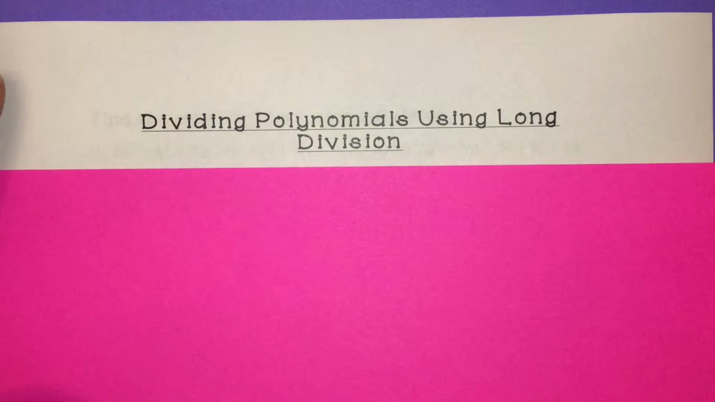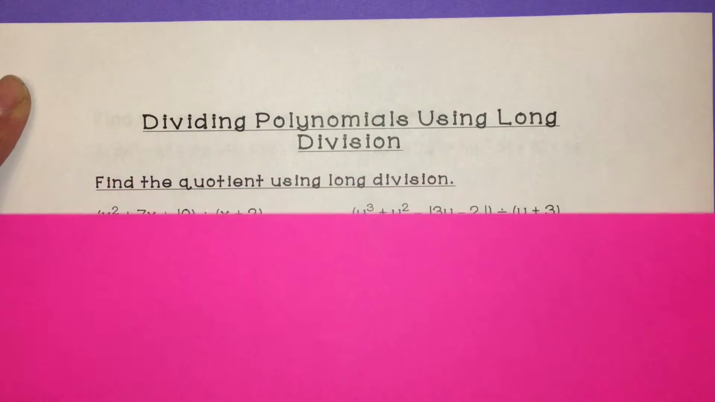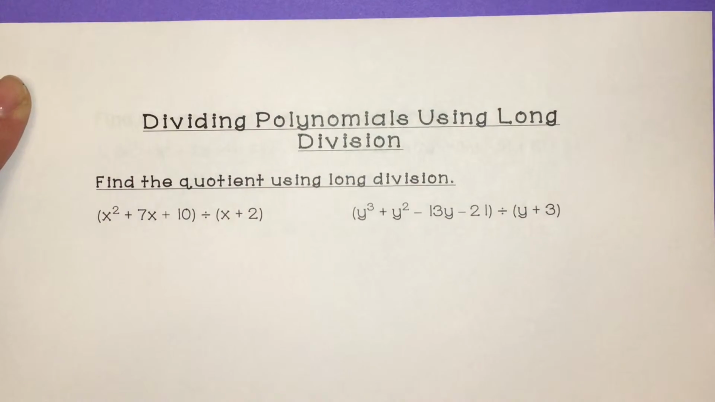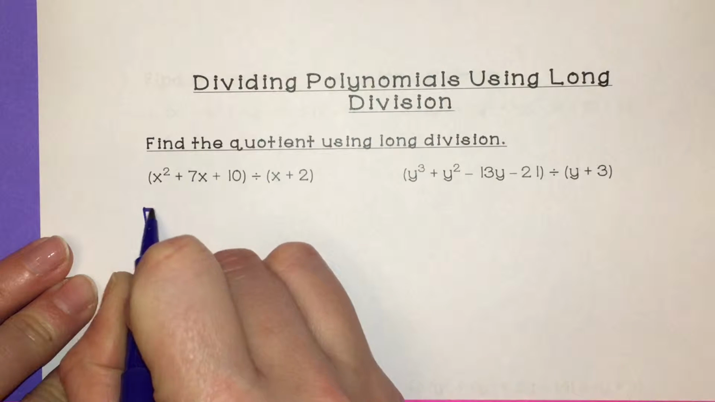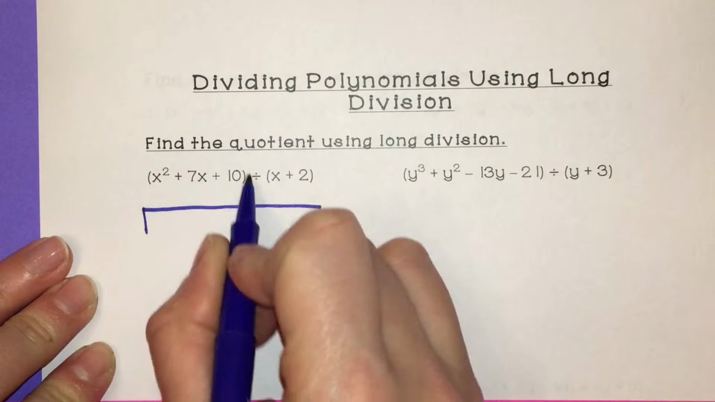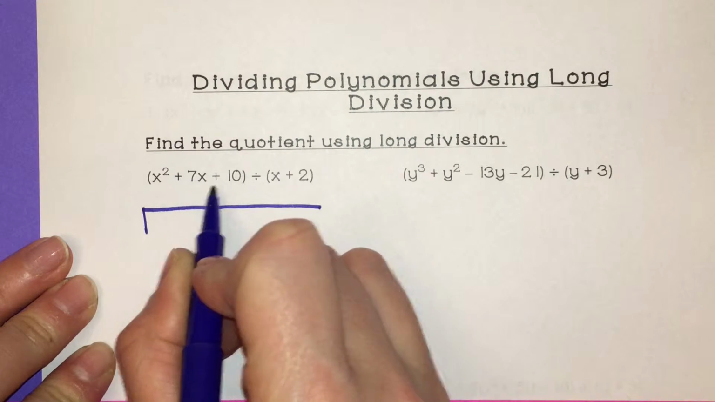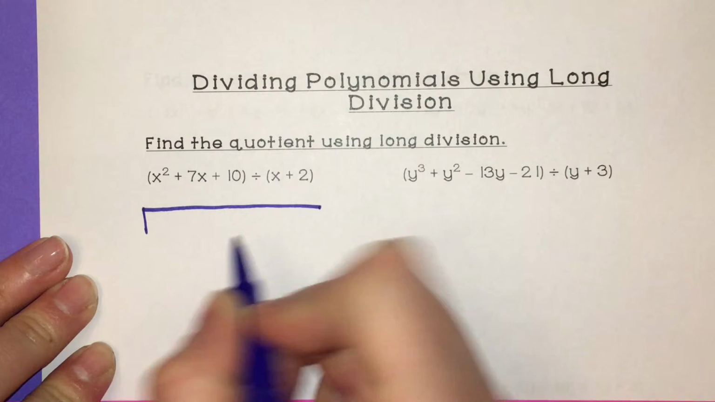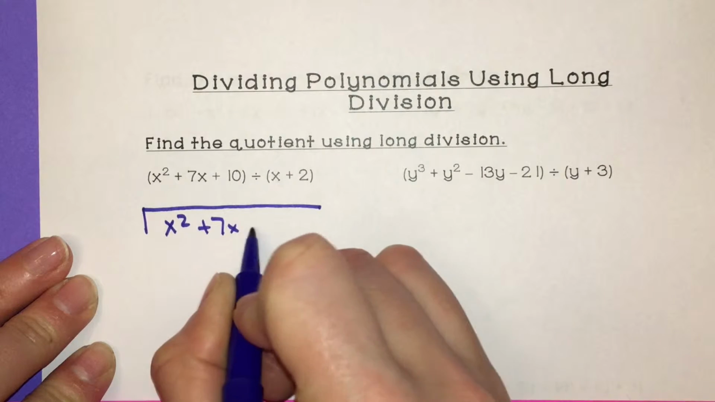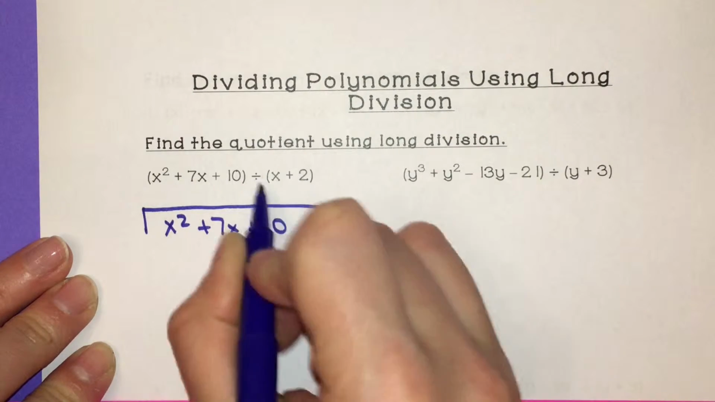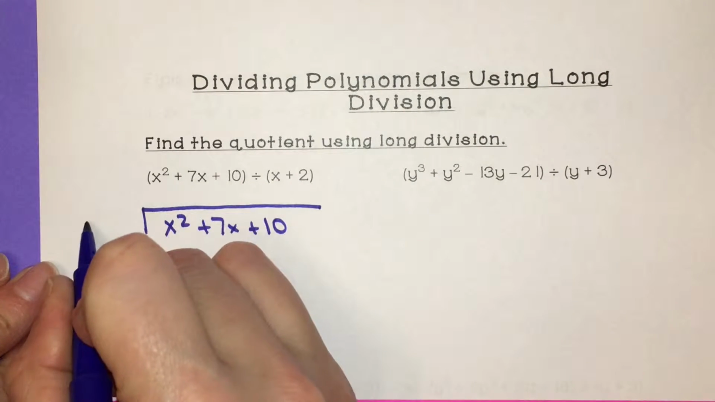We're going to divide polynomials using long division. So in this first problem, we're going to set it up using long division. What comes first? X squared plus 7x plus 10 goes underneath the division bar. And what we're dividing by, x plus 2, goes on the outside.